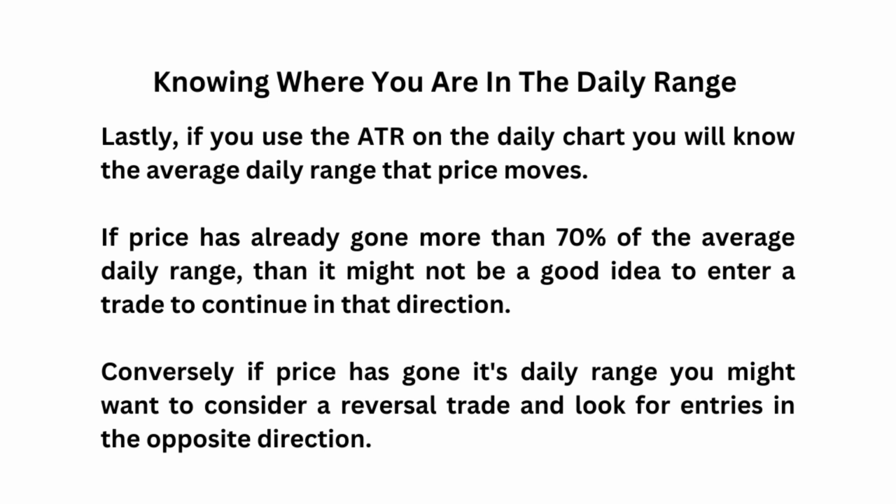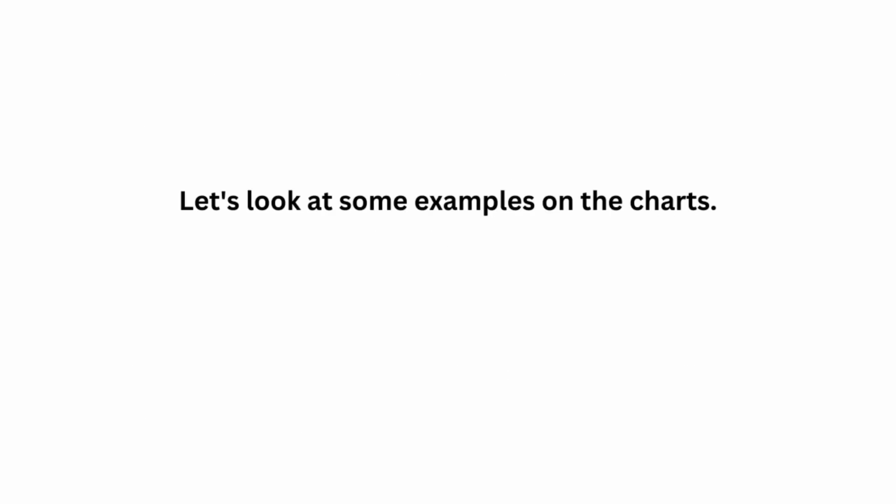Lastly, if you use the ATR on the daily chart, you will know the average daily range that price moves. If price has already gone more than 70% of the average daily range, then it might not be a good idea to enter a trade to continue in that direction. Conversely, if price has gone its daily range, you might want to consider a reversal trade and look for entries in the opposite direction. Let's look at some examples.